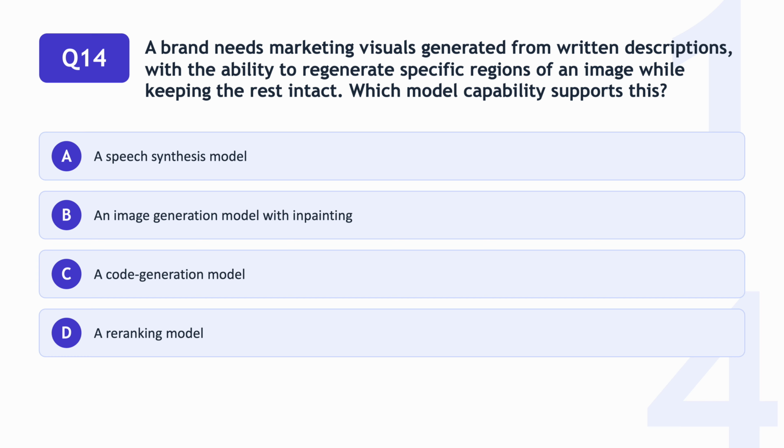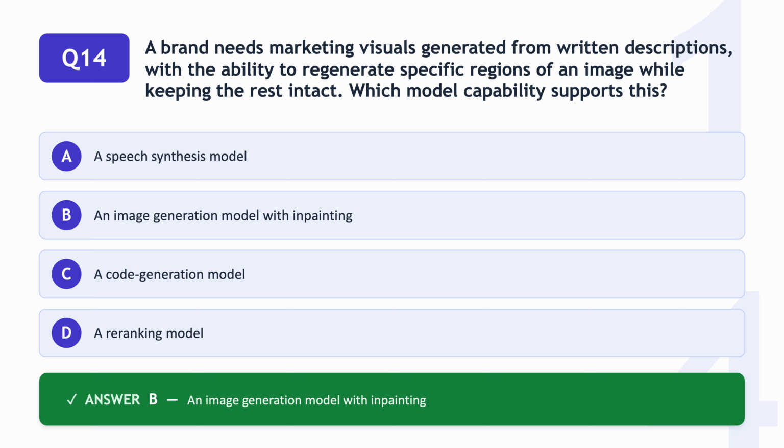A. A speech synthesis model. B. An image generation model with inpainting. C. A code generation model. D. A re-ranking model. Pause the video if you don't want to hear the answer yet. Correct answer, B. An image generation model with inpainting.